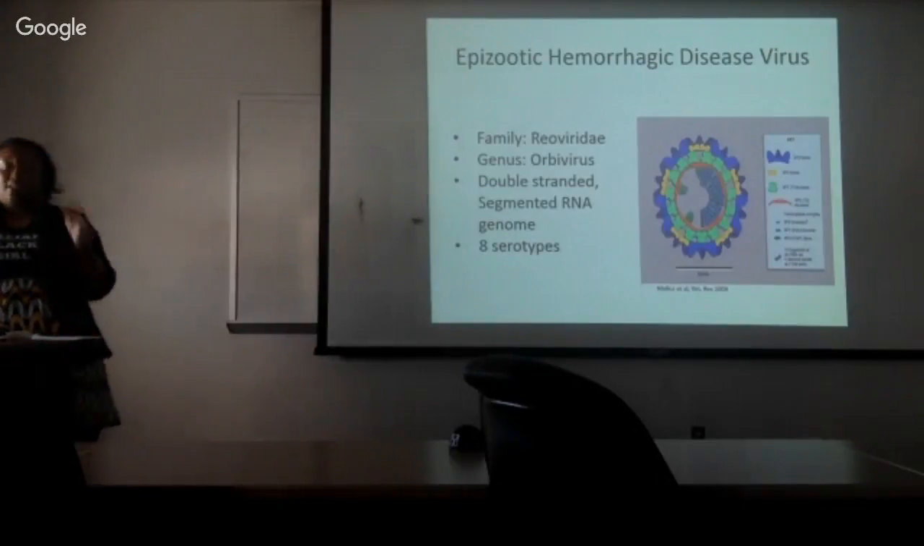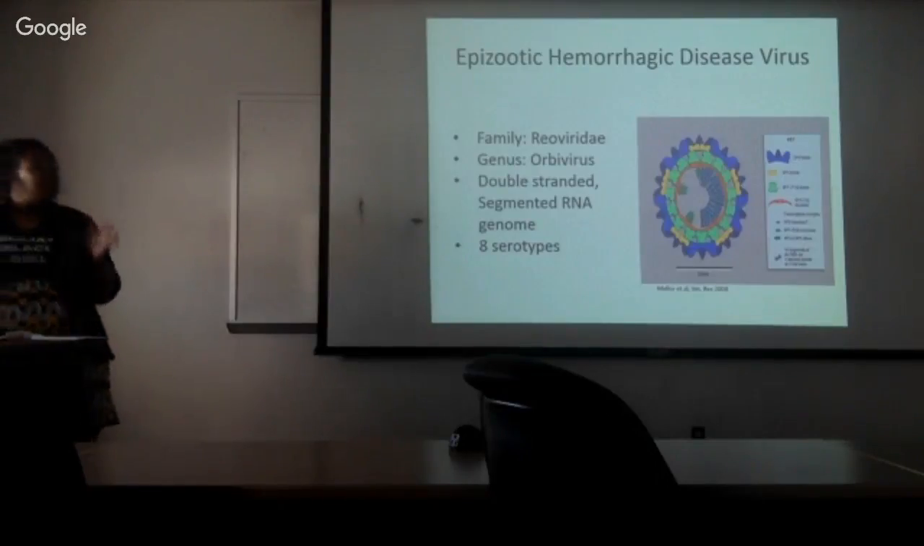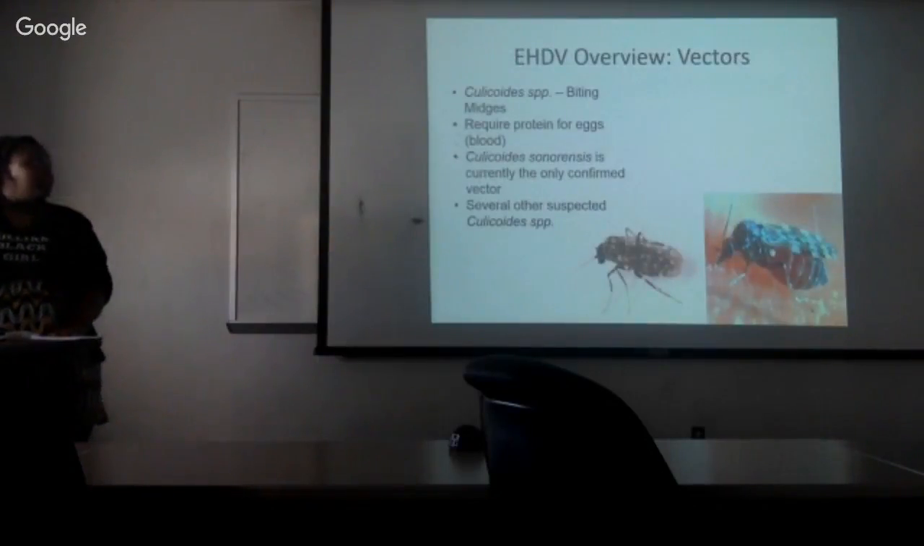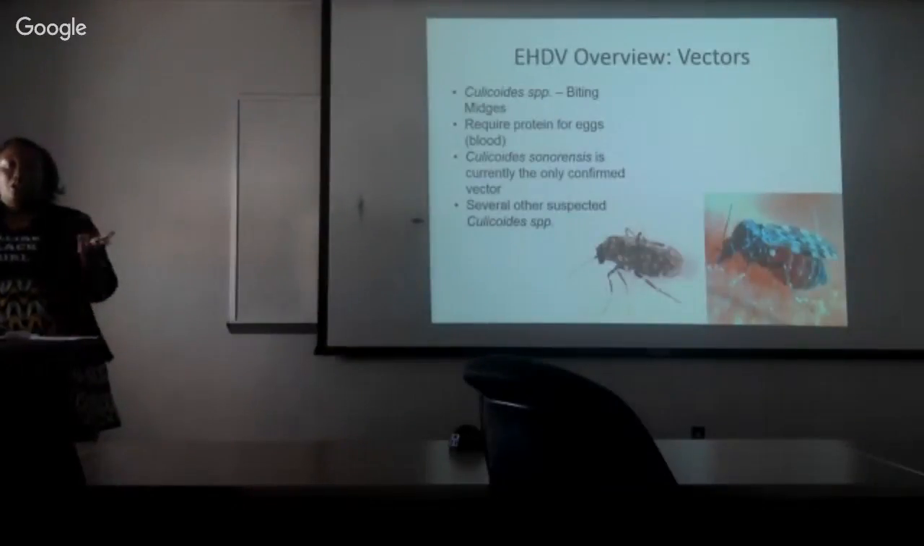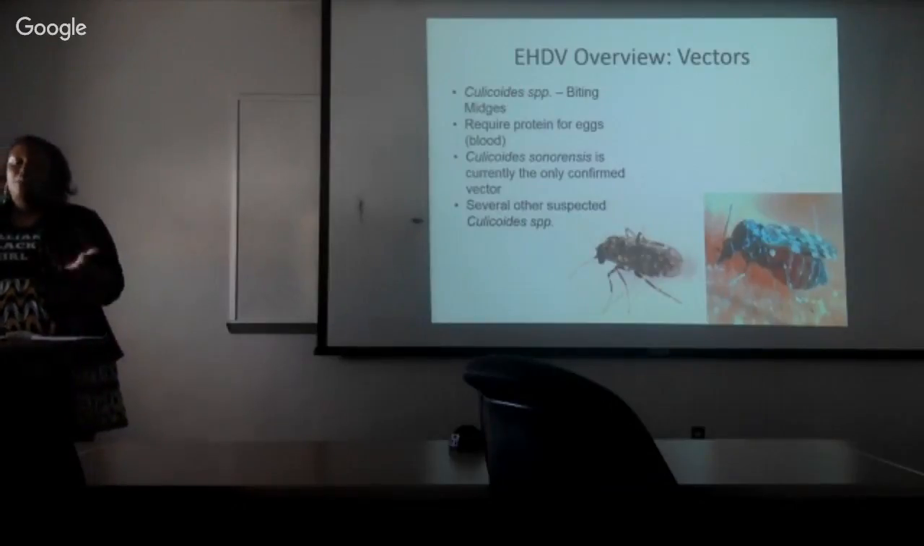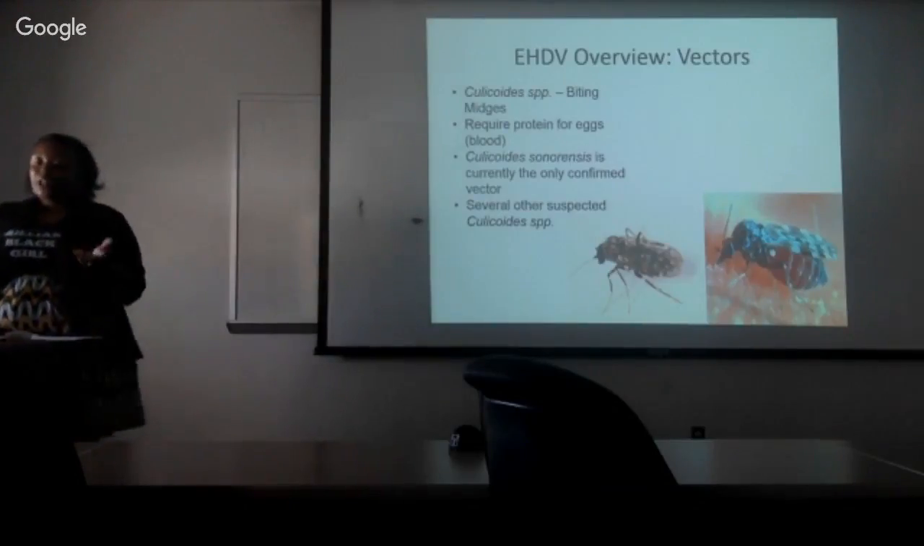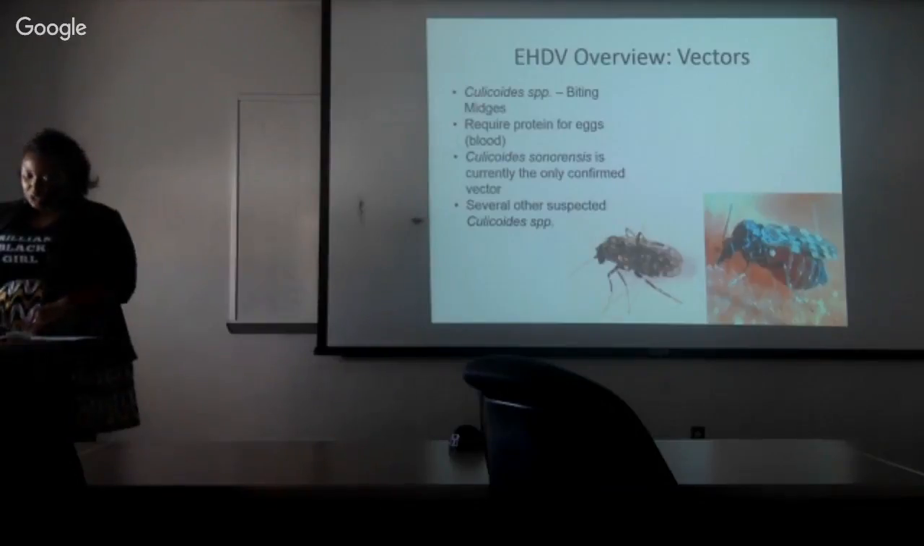Epizootic hemorrhagic disease virus is in the family Reoviridae in the genus Orbivirus. It has a double-stranded segmented RNA genome, and there are 8 proposed serotypes. The virus is vectored by Culicoides species, also called biting midges. They typically feed on sugar to survive, but females require a blood meal for their eggs. They take the protein from the blood. And currently, Culicoides sonorensis is the only confirmed vector of EHDV in America, but there are several other suspected species.